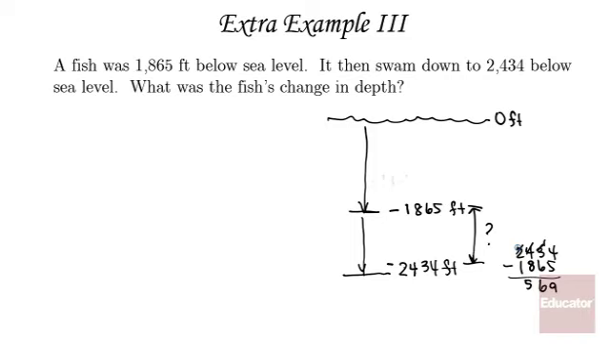And we borrowed. So from negative 1,865 feet, the fish swam down another 569 feet to reach its final resting place at negative 2,434 feet. So the fish's change in depth was negative 569 feet. Remember that the fish is moving downwards, so the integer needs to represent the negative movement.